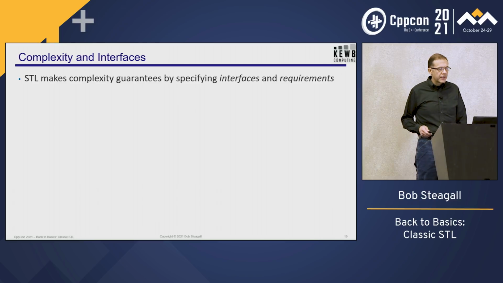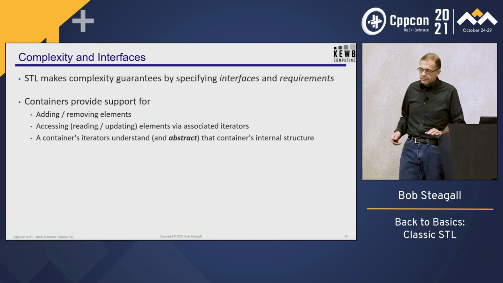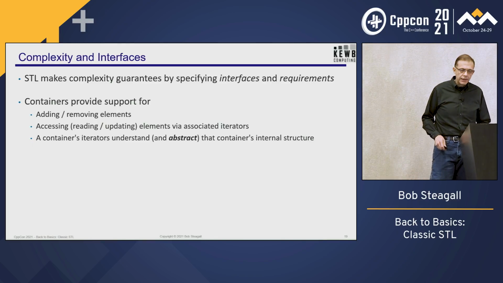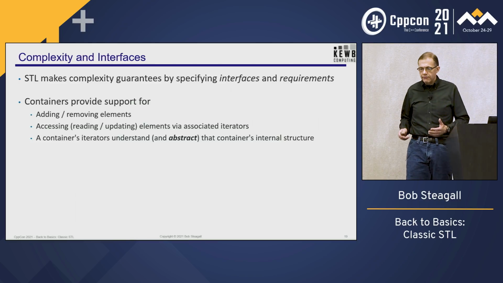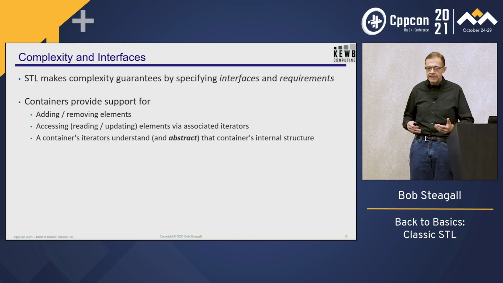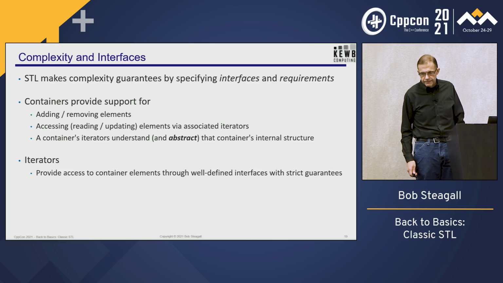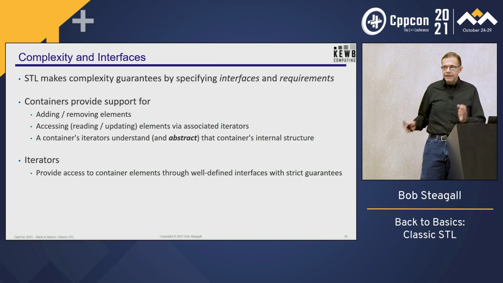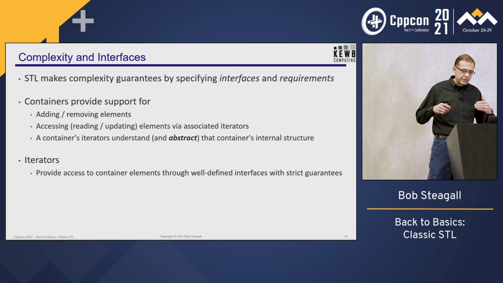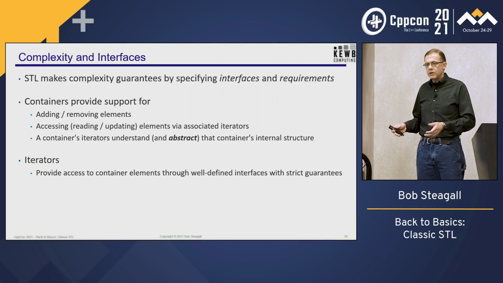So the STL makes complexity guarantees by specifying interfaces and requirements. And so the containers provide support for all of these operations, adding and removing elements, accessing and reading elements, providing iterators, and the iterators that a container provides understand that container's internal structure and how to find and access the elements inside that container. They abstract the internal structure into a form that the algorithms can use. And as I said in the previous slide, iterators provide access to a container's elements, and they do that using a well-defined interface, such that containers or algorithms don't need to know specifically what the iterators are. They can be written in terms of generic iterators.